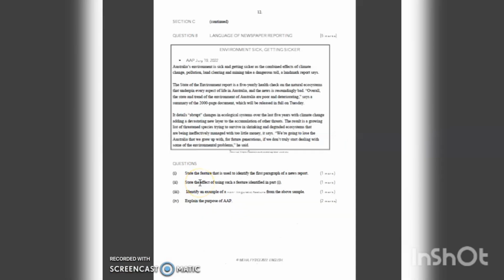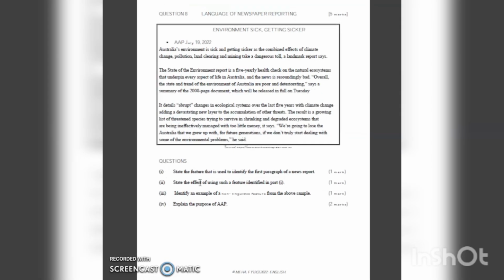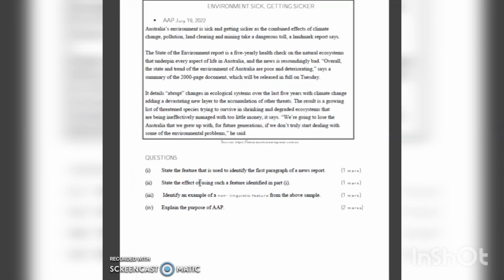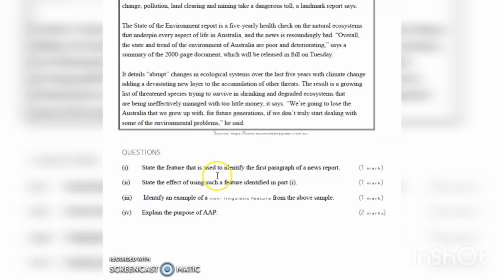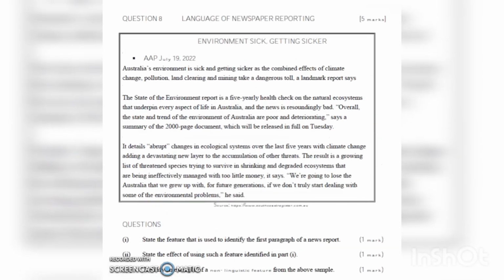All right, so this is language of newspaper reporting. Let me just zoom that. Okay, language of newspaper reporting. So I'm going to go back to our initial instructions. Remember, there are 4 questions. You are to only choose 2.